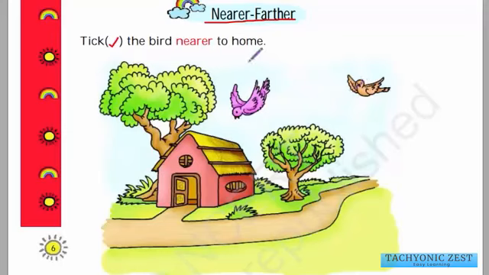So now we'll take an example. See, this is the diagram of a bird. This is also a bird. Now this is the home, and we are asked to tick the bird which is nearer to the home. We can clearly see that this is the picture of a home, this is a tree, this is a bird, and this is also a bird. So the bird that is nearer to the home is this bird. Why? Because this bird is closer to this home, and this bird is farther. So we'll say that this bird is farther from the home and this bird is closer or nearer to the home.